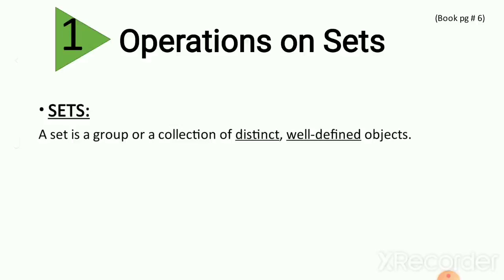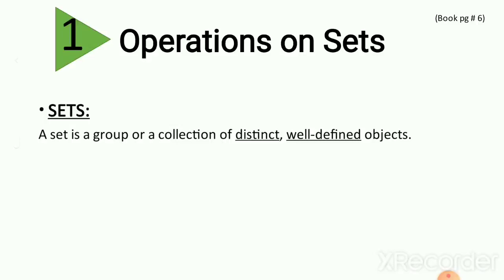In this definition, distinct objects means different objects or distinguishable by the senses, and well-defined objects means objects which can clearly be defined or described with a quantitative property. Objects with a qualitative property cannot be a set.